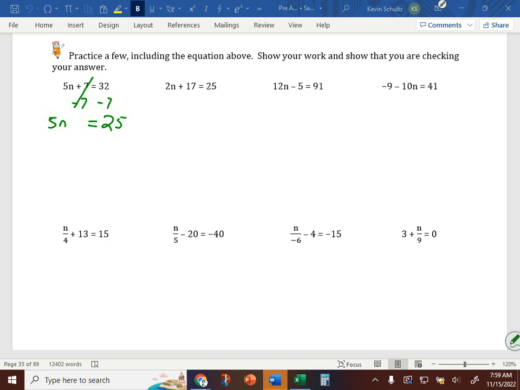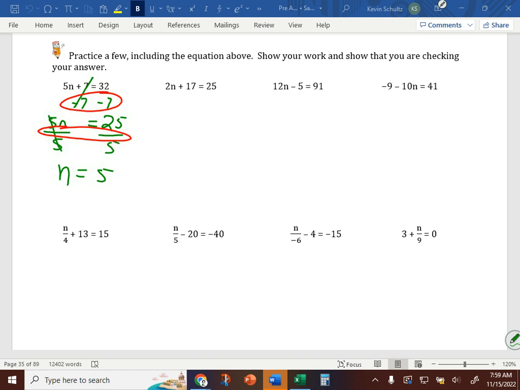But we don't want to know what 5n is. We want to know what 1n is, right? So what do we have to do to cancel out that 5 and get down to 1n? Yeah. Divide by 5, right? The opposite operation of 5 times n, divide by 5, and we get n equals 5. Two-step equation, right? Our two steps were undoing the operations. Subtraction, division, and we get n equals 5.